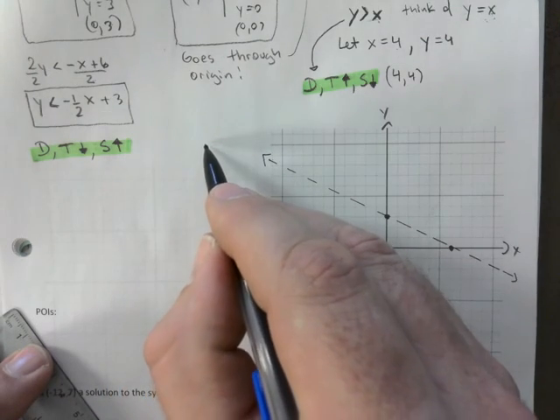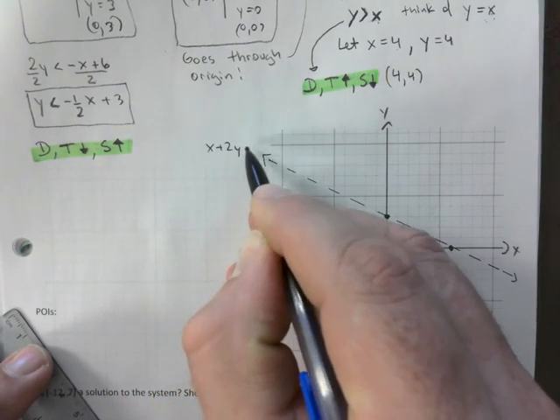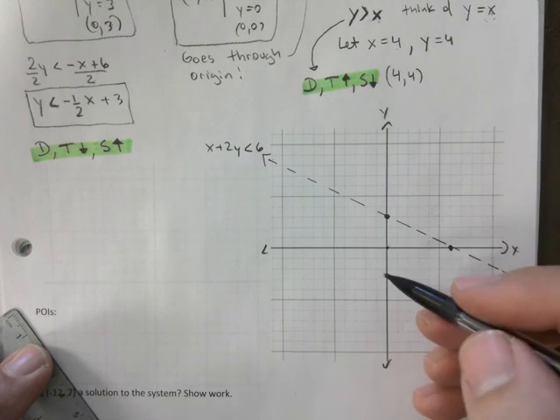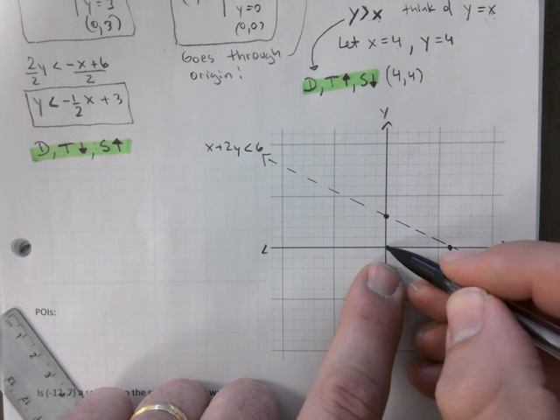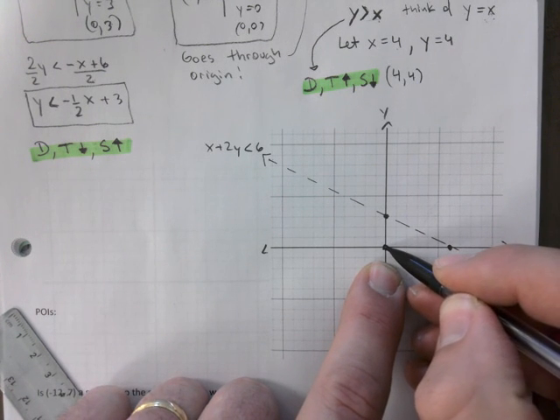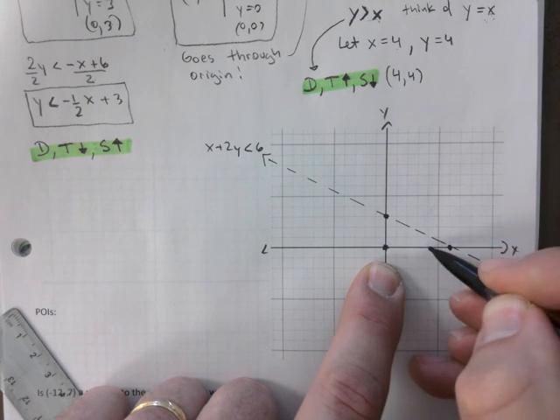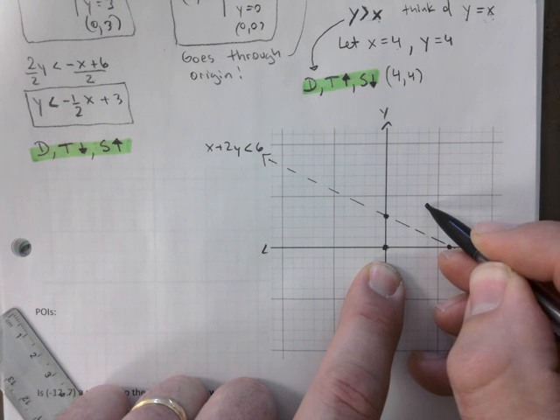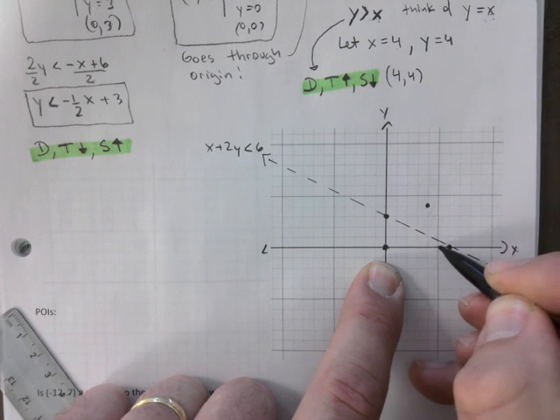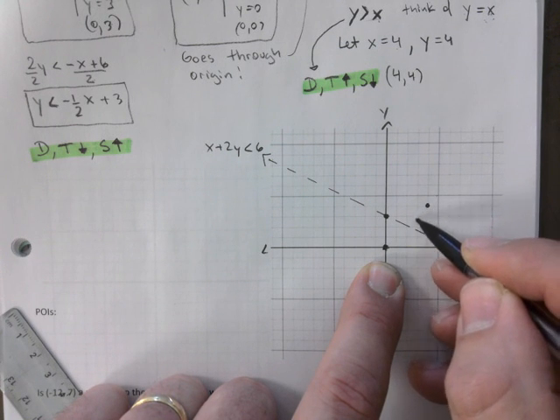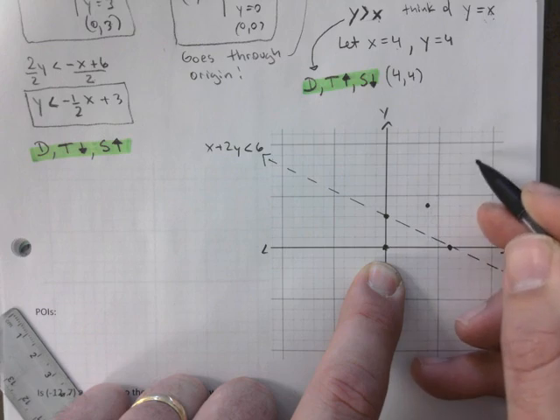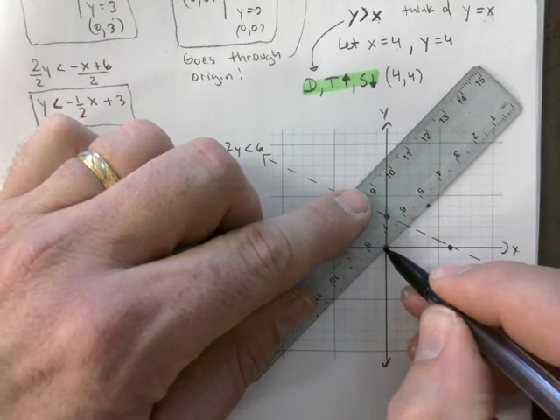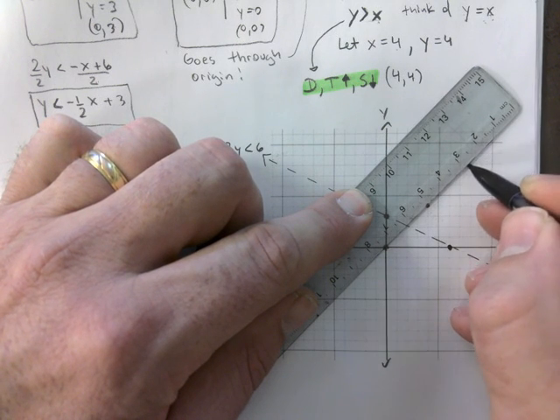So this is the line x plus 2y is less than 6. And then the other one is the one that goes through 0. And we came up with 4, 4, right? 4, 4. So if you had picked 5, 5, it would have been 5, 5. But you should see that it's still going to go through it anyways. Okay? So this is dashed as well.